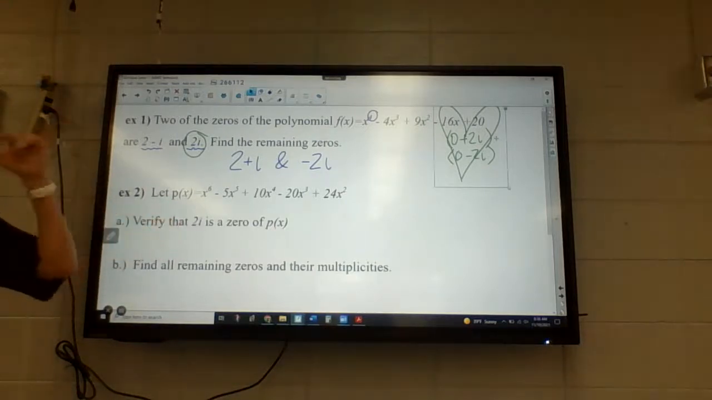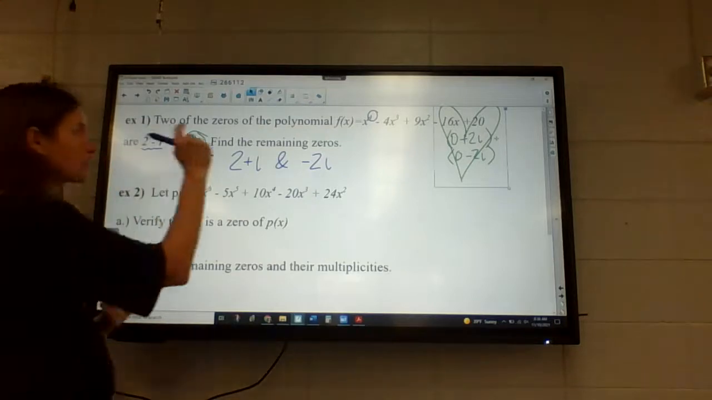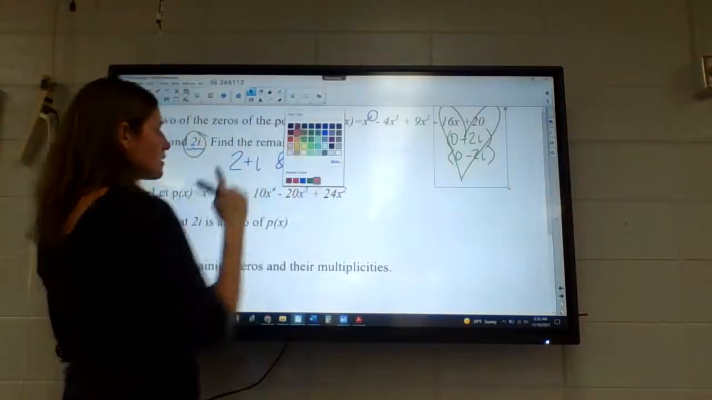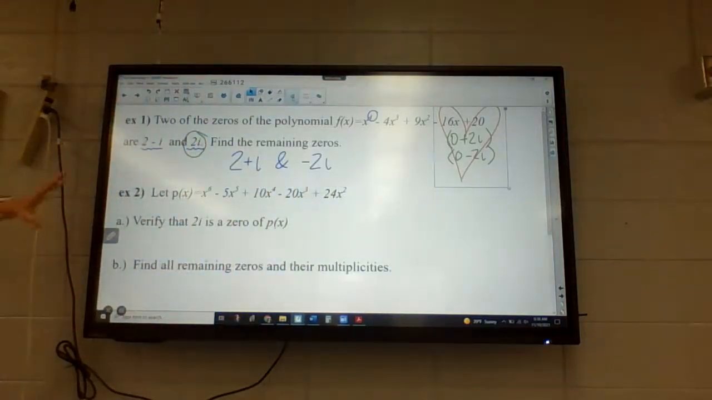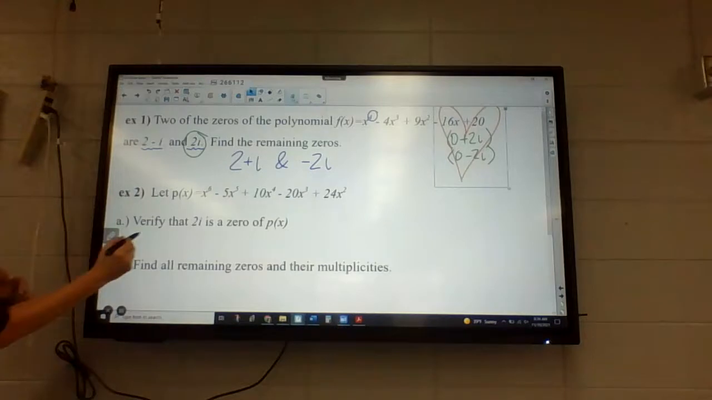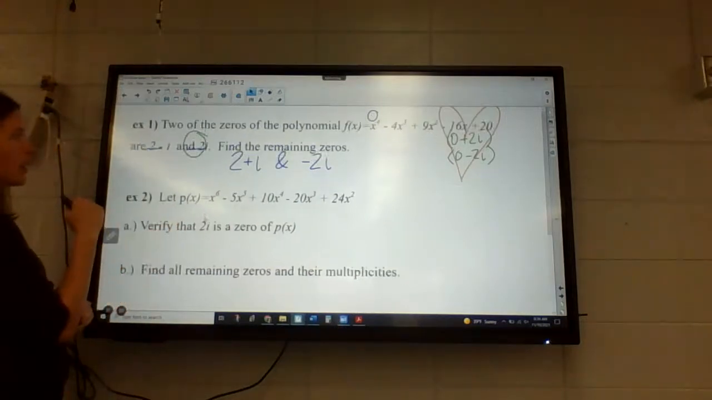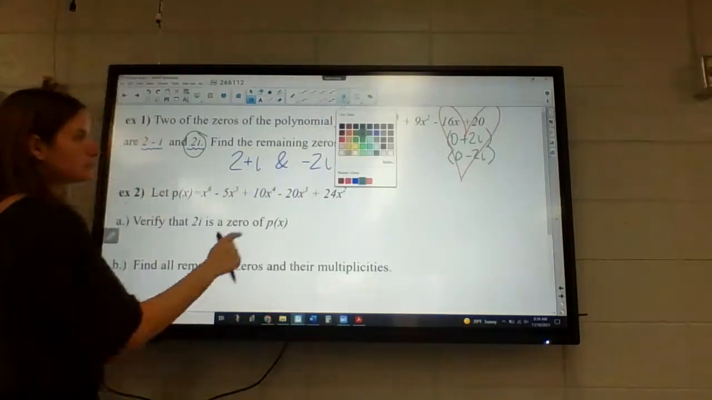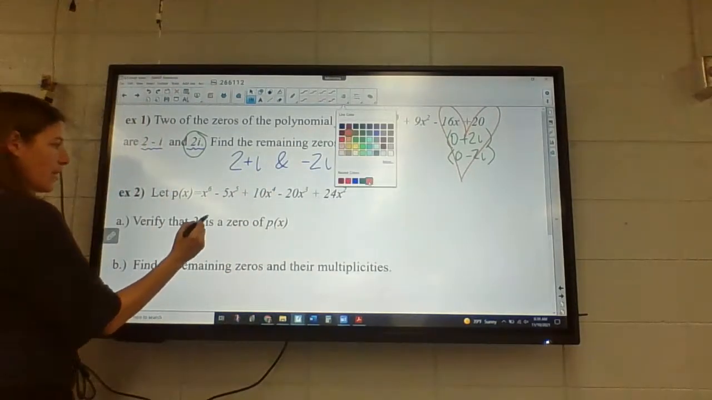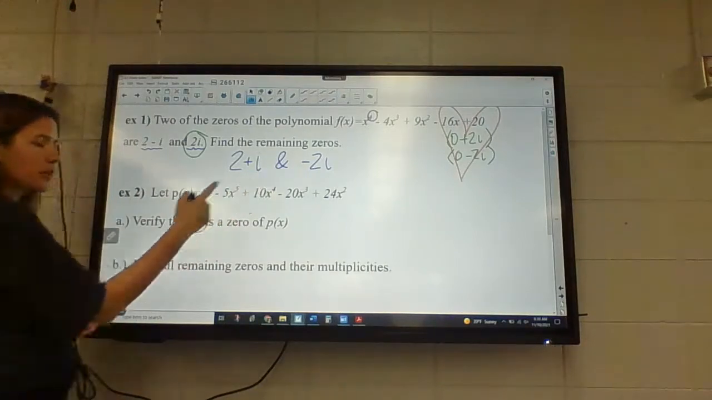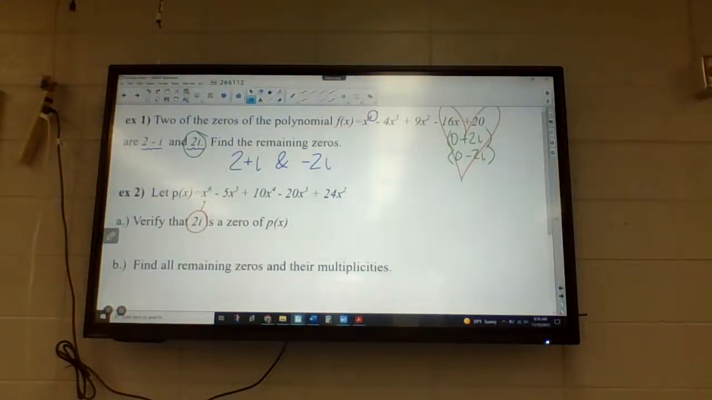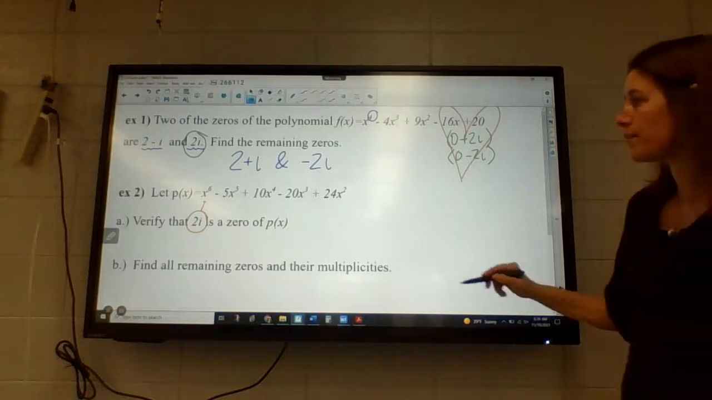However, we don't know how to divide by a 2i. So what we're going to do instead is substitute it in, like we said, and check that it equals 0. I don't know if I left us enough space. We're going to put this in for our x. So everywhere x shows up, we're going to put 2i in. This is going to require our exponent rules with i, which is going to come up here. So we're going to put that in.